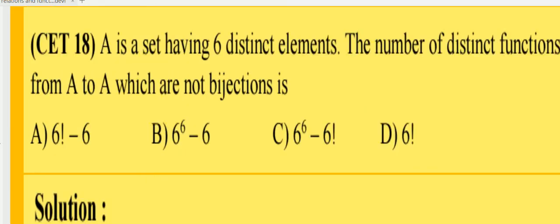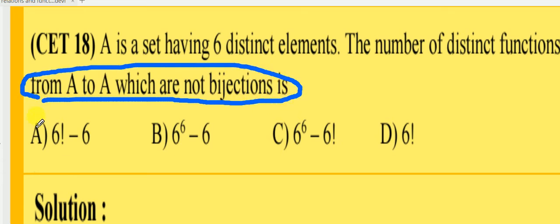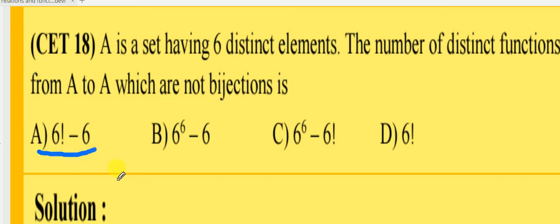A is a set having 6 distinct elements. The number of distinct functions from A to A which are not bijections is: option A, 6 factorial minus 6; option B, 6 to the power of 6 minus 6; option C, 6 to the power of 6 minus 6 factorial; and option D, 6 factorial. So the question is, set A contains 6 distinct elements, and we want the number of distinct functions from A to A which are not bijective.